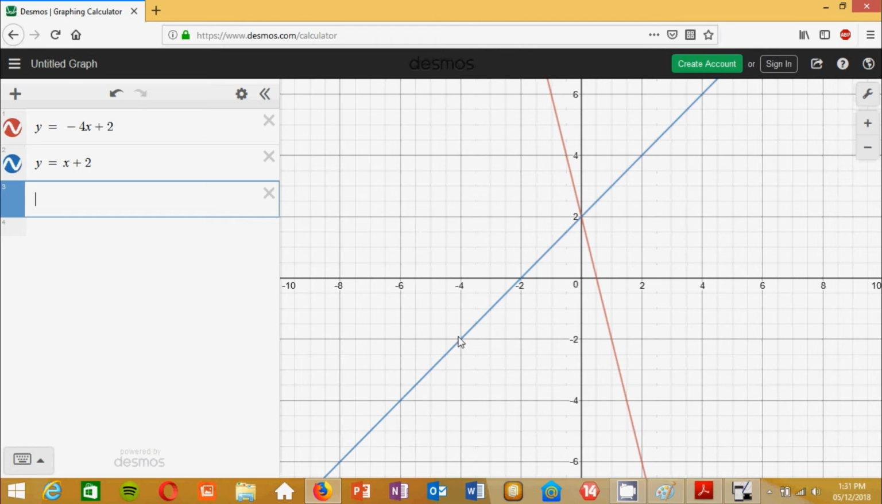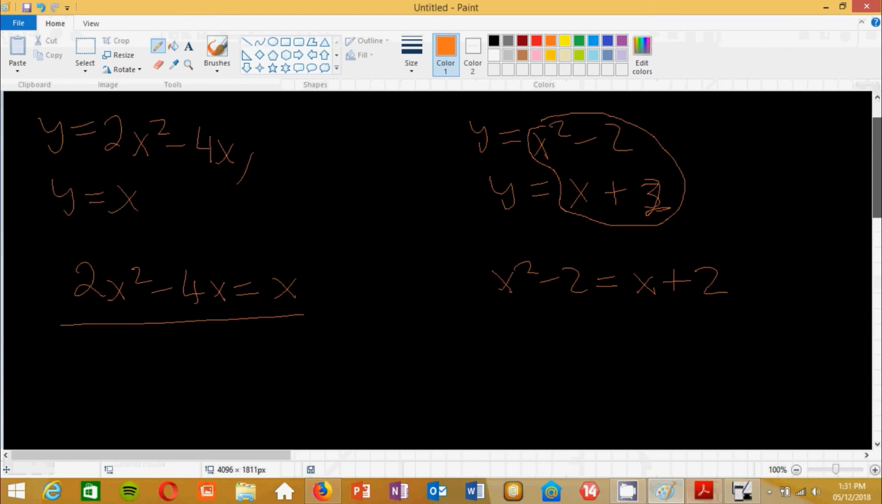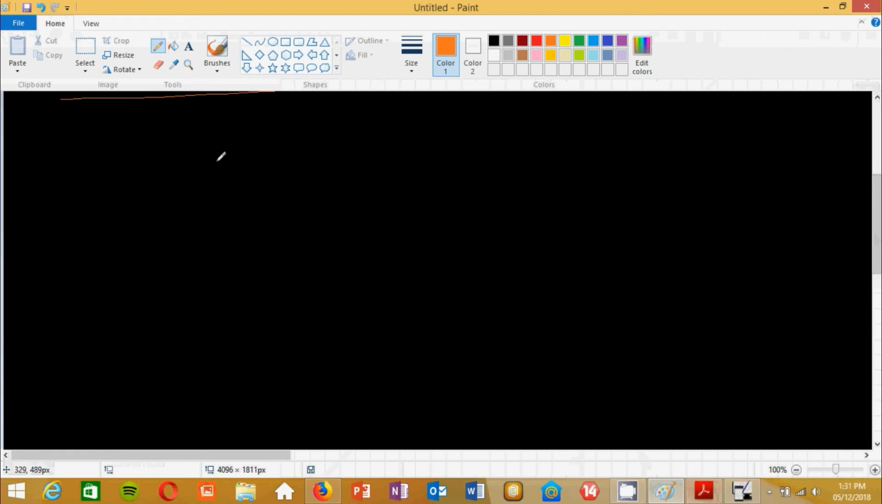Let's look at this one. These graphs only intersected at one point. They don't intersect at more than one point, but the same concept applies. The y-coordinates are the same. So we have x plus 2 and negative 4x plus 2. So we have y is equal to x plus 2 and y is equal to negative 4x plus 2.